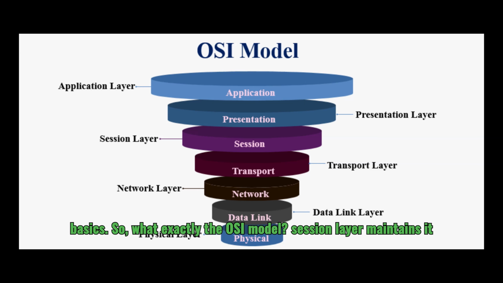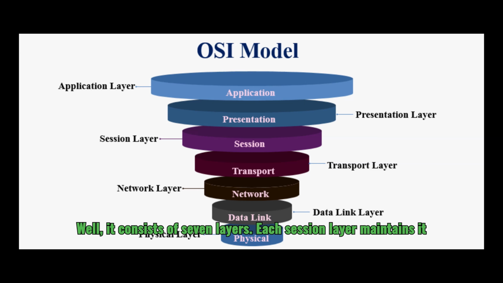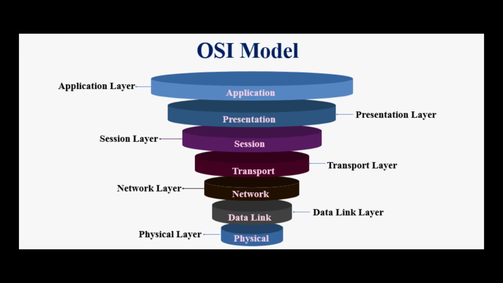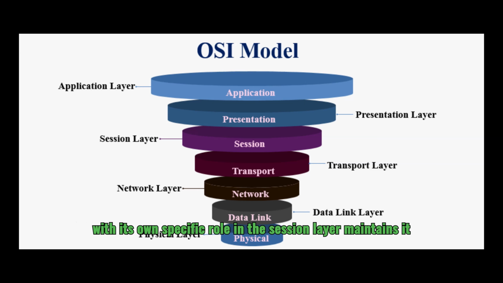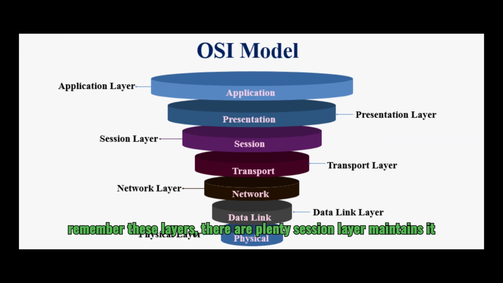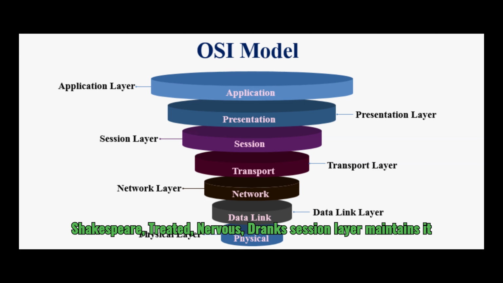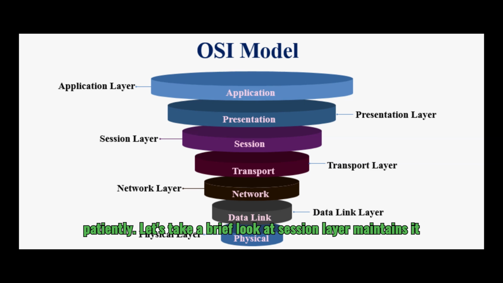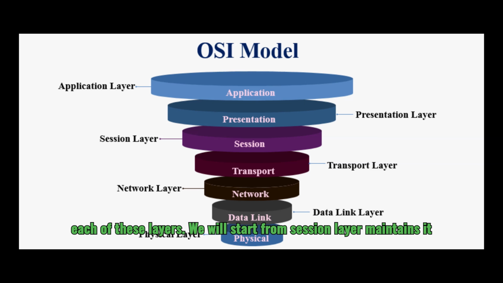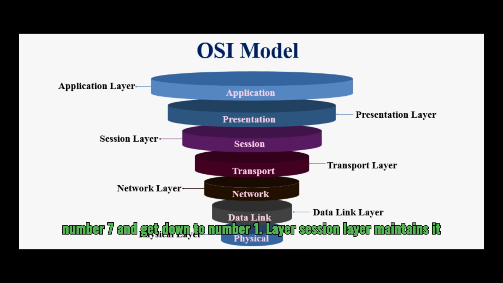So, what exactly is the OSI model? Well, it consists of 7 layers, each with its own specific role in the networking process. And to help you remember these layers, there are plenty of mnemonics out there. My personal favorite is anxious, pale, Shakespeare, treated, nervous, drank patiently. Let's take a brief look at each of these layers. We will start from number 7 and get down to number 1.